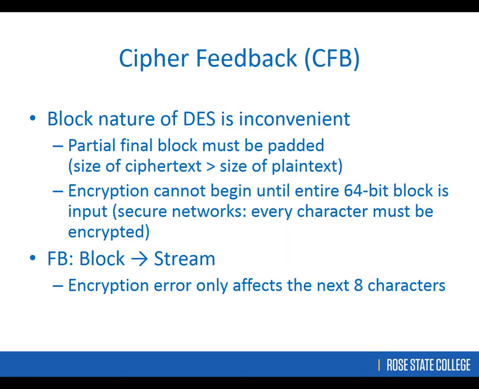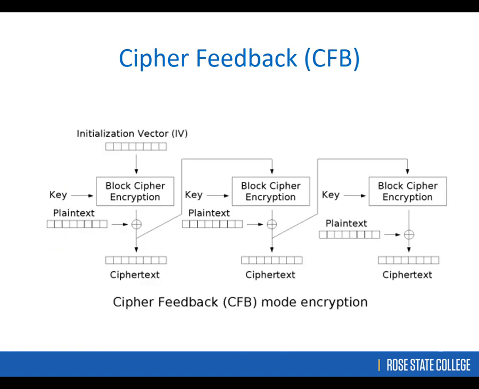There's decryption. Cipher feedback. It says the block nature is inconvenient. Partial blocks are an issue. Let me show you what that one looks like. Now we have our initialization vector and our key and our plain text. You'll notice the plain text is actually after the encryption. So what we're really encrypting is the initialization vector and the key. Then we're XORing with the plain text, and that becomes our ciphertext. Then that result becomes the next initialization vector.